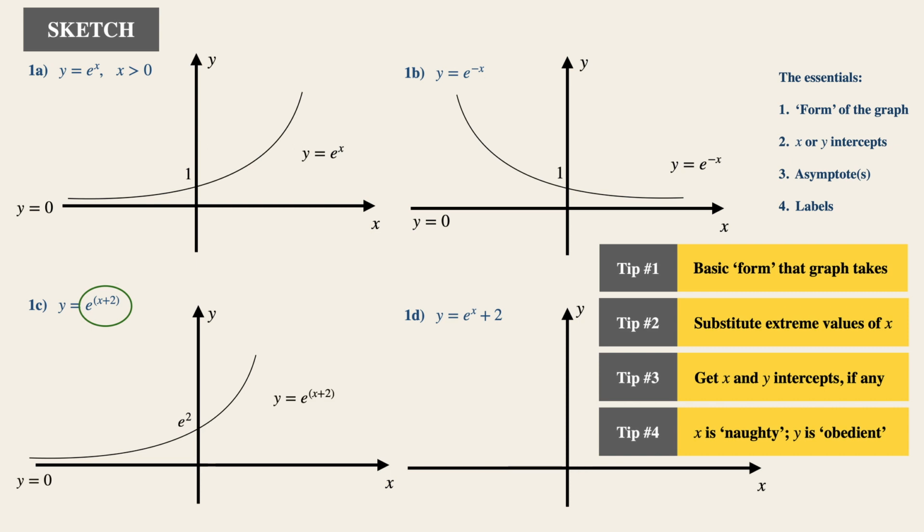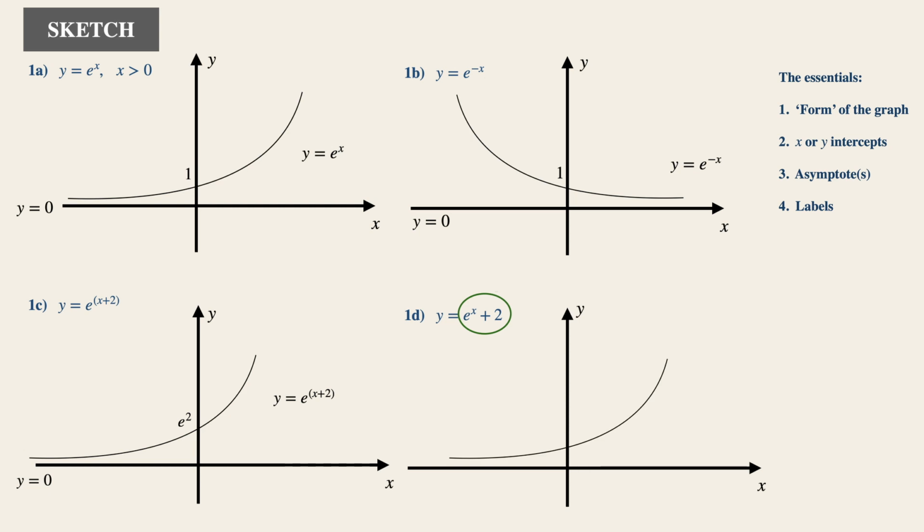In this case over here, 2 is affecting the y values in the function. So if it's a positive 2, the graph will shift obediently by 2 units in the positive direction. This is what I meant by x is naughty while y is obedient. Thus, the y-intercept moves up by 2 units and the asymptote moves up by 2 as well. And similar to case 1c, the form of the graph doesn't change. That's why it is so important to remember the basic form of e power x so that we can have a rough sketch of how it looks.